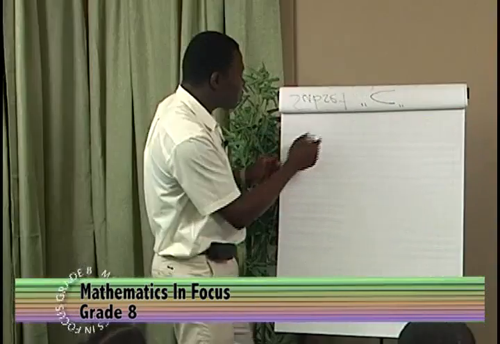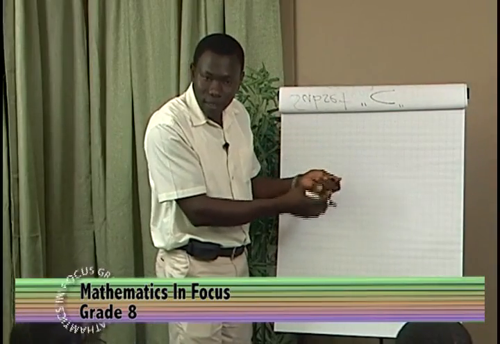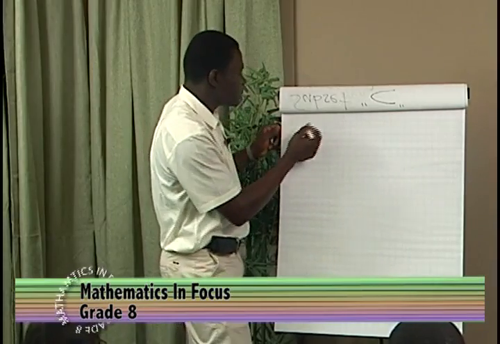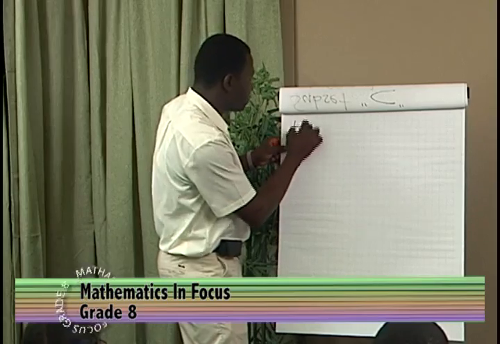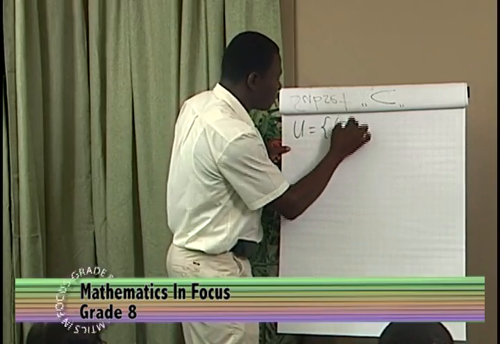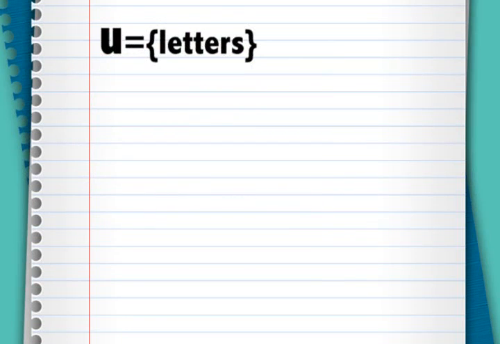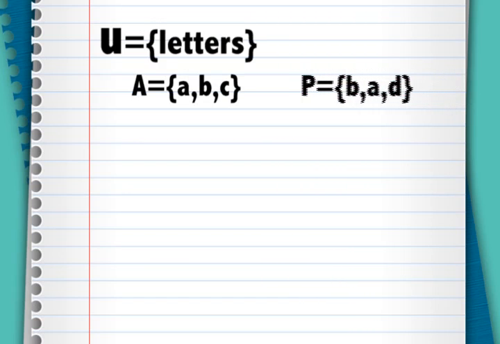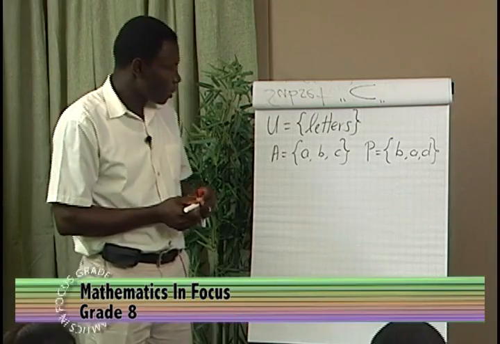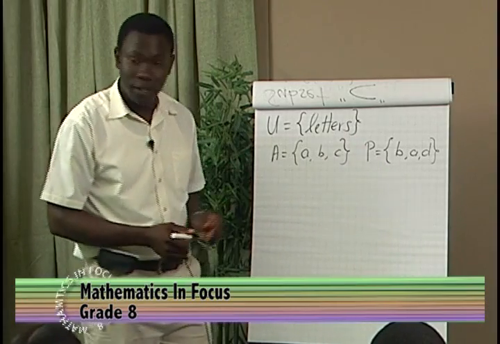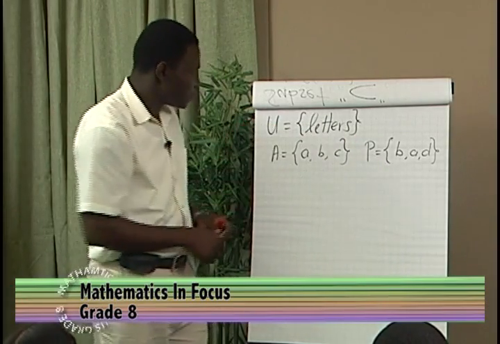All right. But sometimes we might have two subsets in a universal set. Let's consider if we have two subsets in a universal set. So if we have U equal to the set of letters in the alphabet, of course, we have A equal to the set A, B, C, and we have P equal to the set of B, A, D. A and P are both subsets of this set of letters, the universal set.